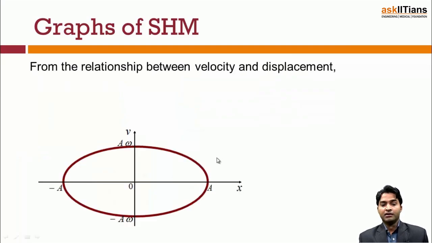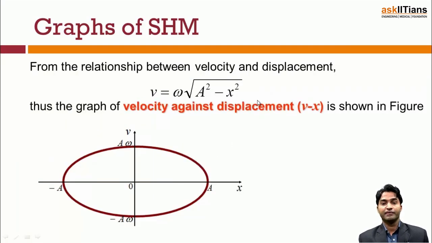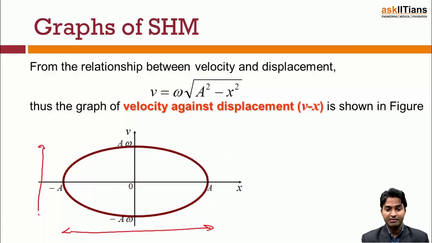Second part, from the relationship between velocity and displacement, we got v equals omega root of a square minus x square. We already discussed this in the previous slide, but once more I would like to explain why it gives an elliptical form. We already calculated this equation from the displacement. On differentiating displacement, we got v equals a omega cos omega t. Changing cos omega t in terms of a and x, we get v equals omega root of a square minus x square. And it is just the graph of an ellipse, with a as the semi-major axis and the other as the semi-minor axis.